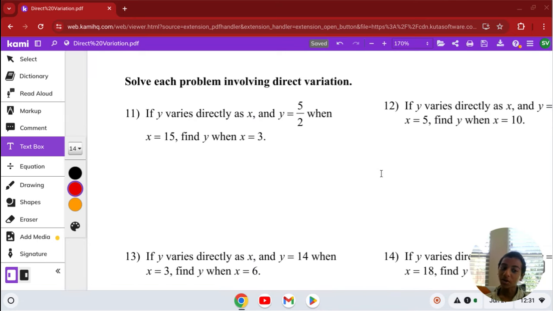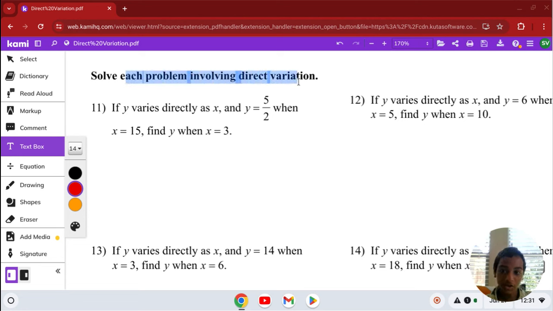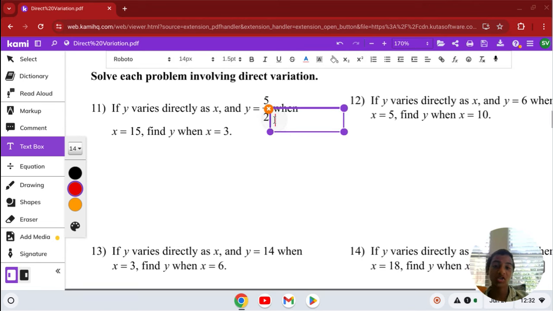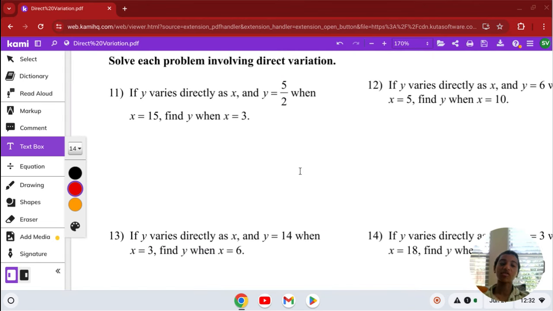Now it gets a bit harder and needs a bit more focus, a bit more math. Here, we're asked to solve each problem involving direct variation. If y varies directly as x, we're asked to find y when x equals 3. Y equals 5 halves, or 2.5 if you like decimals, not fractions. So y equals 2.5 when x equals 15. Find y when x equals 3.